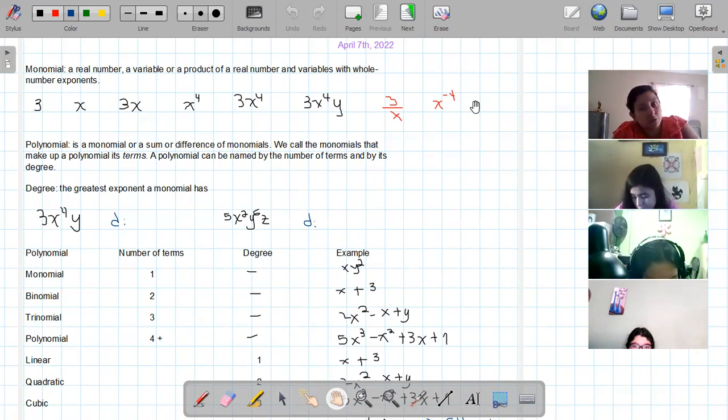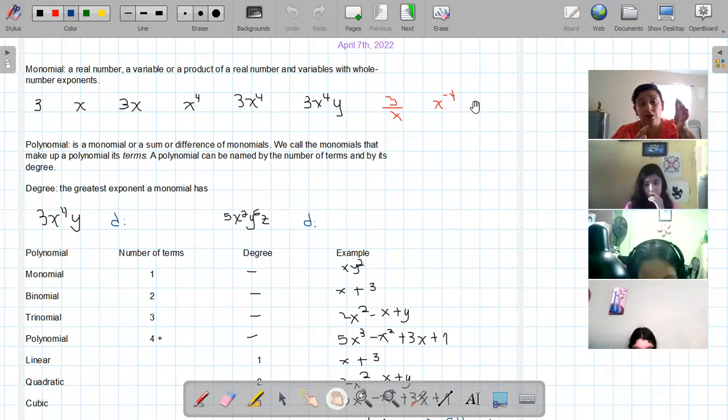So the first definition that we're going to see is monomial. So what is a monomial? Well, a monomial is a real number, a variable, or a product of a real number and variables that have whole number exponents. Remember, we saw already the types of numbers. We said that the whole numbers were only positives. The integers were the positives and the negatives. Natural numbers were the positives and 0. And the real numbers included everything.